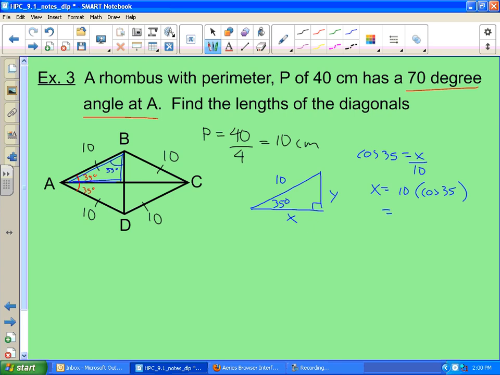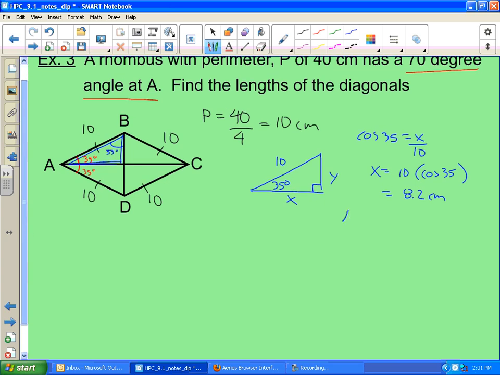And what did you guys get there? 8.19. So let's just take it to 8.2. Yeah, we do 10 times the cosine of 35. Now that's only half of diagonal AC. So that means diagonal AC is going to be double that, 16.4.